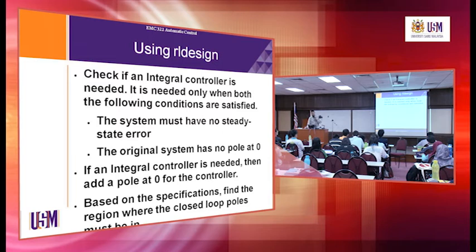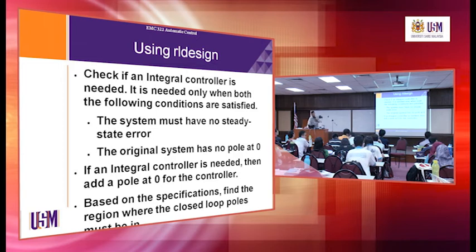One way in design: to do that, we can check if an integral controller is needed. It is needed only when both the following conditions are satisfied. This is something we cover later in chapter 10 about the controller. Let's say your step response doesn't have a steady state error, and also the original system has no pole at zero. If this is the case, we need to add an integral controller. Later on I will show you what happens if we add the integral controller to the response.